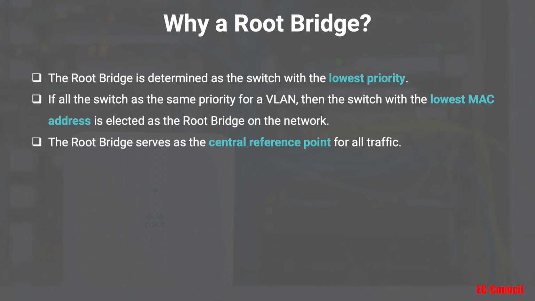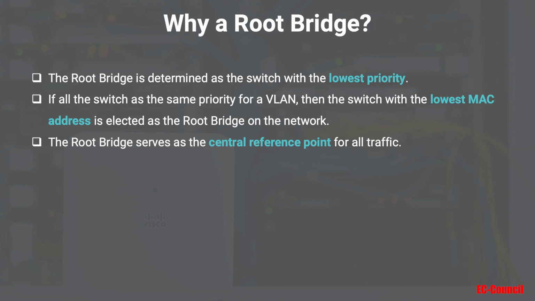Previously, we mentioned the root bridge. So what exactly is the root bridge? Why do we need a root bridge? Well, firstly, the root bridge is determined as the switch with the lowest priority value. If all the switches have the same priority value for a particular VLAN, then the switch with the lowest MAC address is elected to become the root bridge.